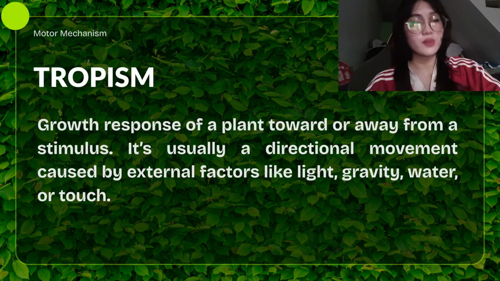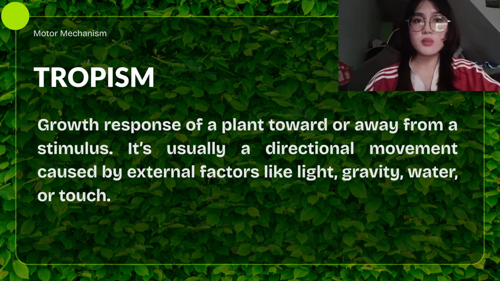Now we have two types of responses in plants, the tropism and nastic movement. Tropism is a growth response of a plant toward or away from a stimulus.